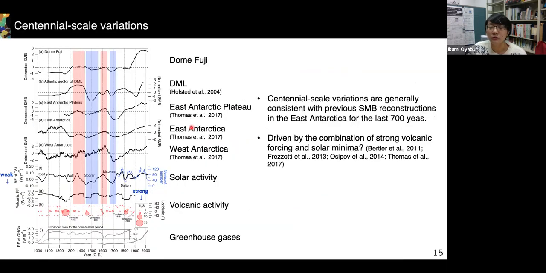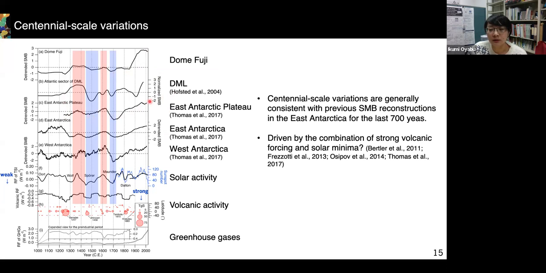Next, I will show you centennial scale variations. From the Dome Fuji stack, there is some variation: large, small, and then a rapid increase. This variation is consistent with previous surface mass balance reconstructions in East Antarctica for the last 700 years. This is a stack from Dronning Maud Land and the East Antarctic Plateau, East Antarctica. They showed the same pattern of large, small, and increase.